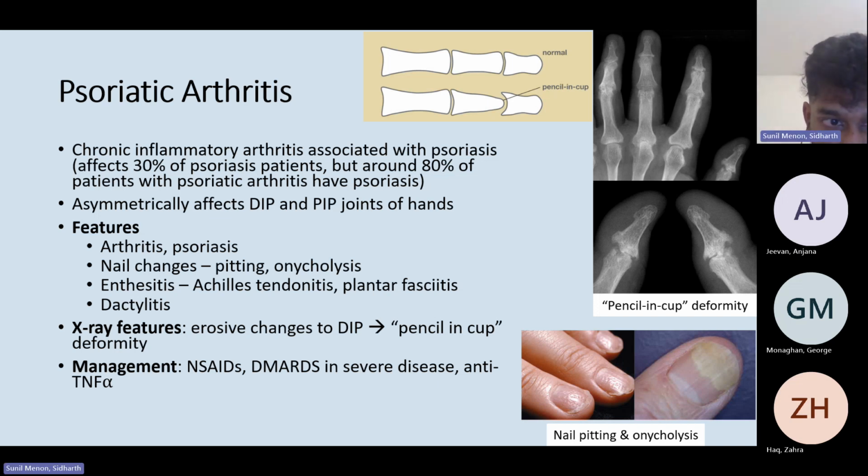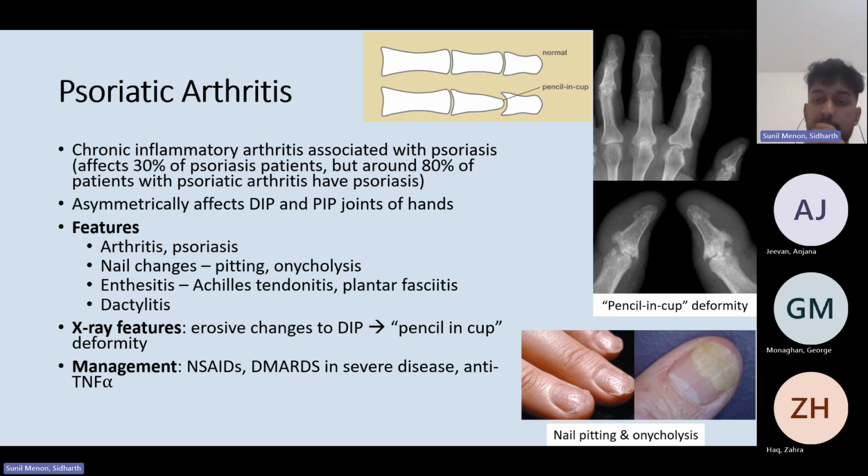I think the pencil and cup deformity, that's what you see on the top right, is an example of DIP. And for some reason, I always see it in exam questions. Arthritis mutilans is a severe deformity of the fingers and hands. You see these telescoping fingers. You can Google that. It's very obvious.